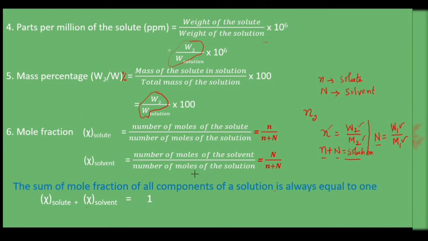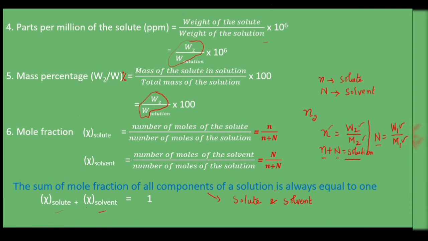For your information, there is another important thing to be noted. The sum of the mole fractions of all the components of a solution is equal to 1. What do you mean by all the components of the solution? The components of a solution are solute and solvent, right? So, the mole fraction of the solute and the mole fraction of the solvent will sum to 1. This is a very important formula. Understood? Okay, so we'll move on.